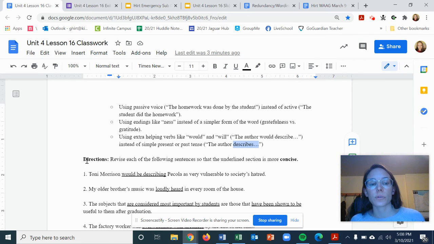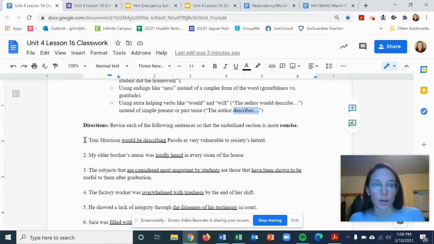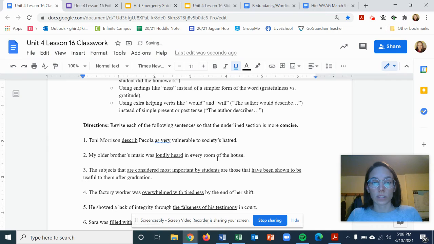So let's look at a few examples. Let's look at this first couple together. Toni Morrison would be describing Pecola as very vulnerable to society's hatred. I actually see this quite a lot in your writing, whether it's "would be describing" or "is describing," instead of just making it an active present tense verb. We always want to write in present tense when we're doing literary analysis. So instead of "would be describing," we change that to "describes." Toni Morrison describes Pecola as very vulnerable to society's hatred.